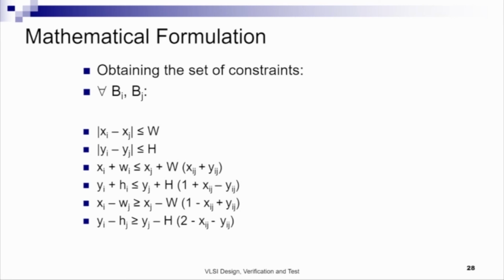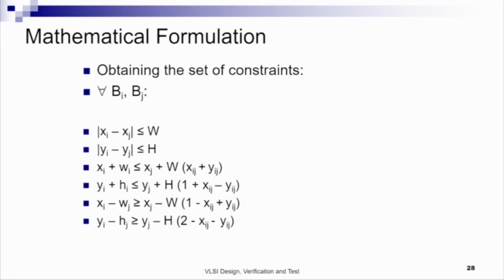Now, we write the constraints between any two pairs of vertices as follows. For each pair Bi, Bj, we need to have xi minus xj less than or equal to W. So, their left coordinates must be separated by less than or equal to W. Similarly, yi minus yj less than or equal to capital H, the summation of the heights. So, how far can they be apart? It can be the summation of the heights. So, these are trivial constraints which will always be satisfied.